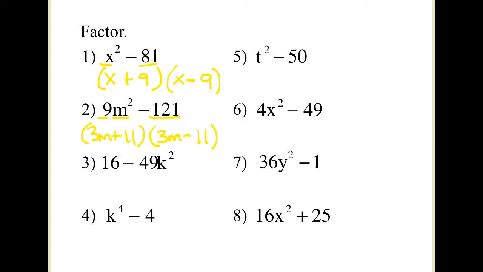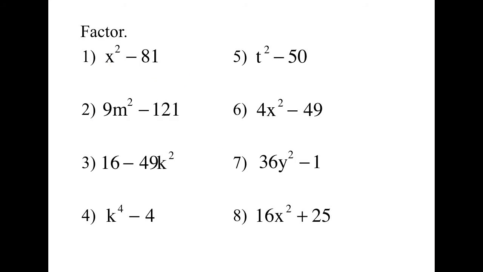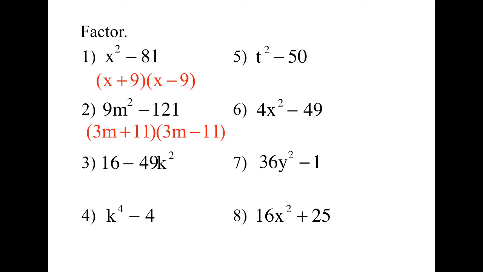Now pause the recording and do numbers 3 through 8. All right, now check your work. So for number 3, we get 4 plus 7k times the quantity of 4 minus 7k. Number 4, we end up with k squared plus 2 times the quantity of k squared minus 2.